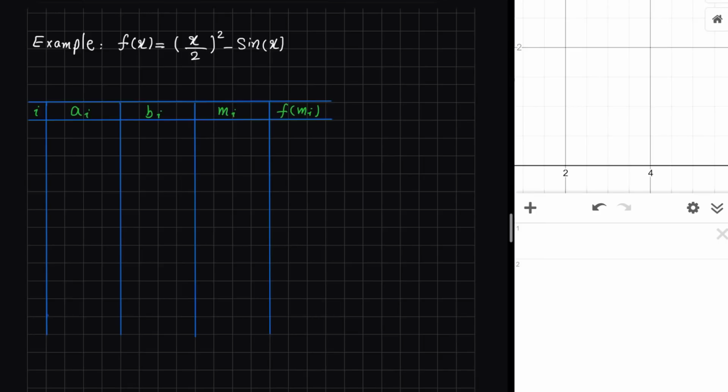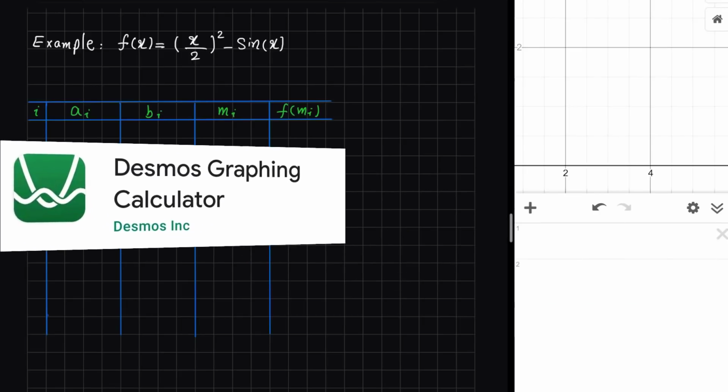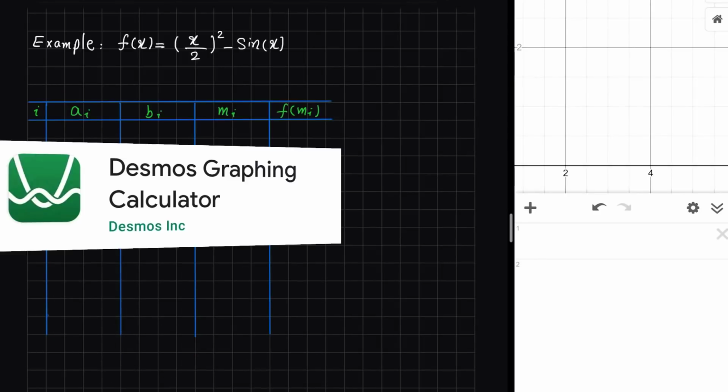The first thing that we have to do in the bisection method is choosing an interval, an appropriate interval where we have the root inside, at least one root. So one method to decide on the interval is graphing the function. Here I'm gonna use Desmos Calculator to draw the graph of the function f(x). So let's look at it.